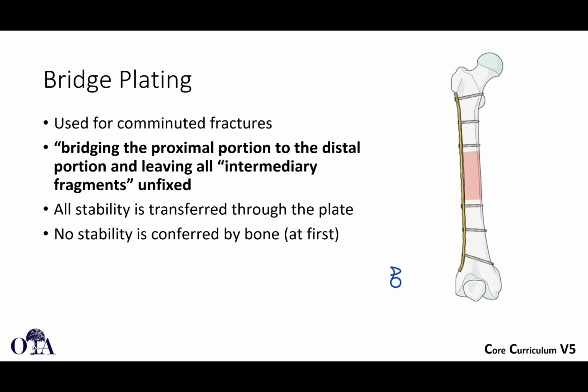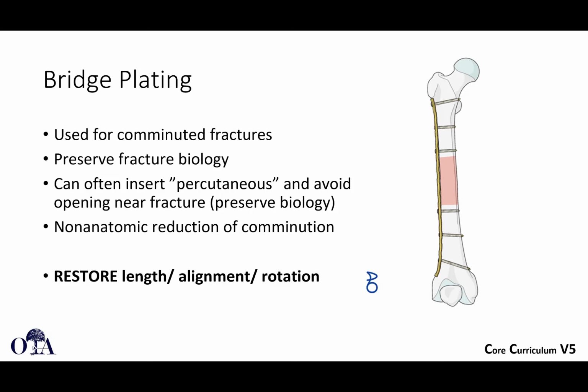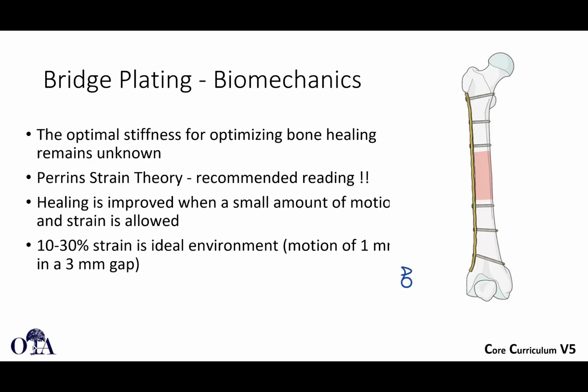So all the stability is transferred to the plate. You're not getting bone-to-bone contact. So your plate's doing a whole lot for you, and you have to make sure that it's strong enough to withstand these forces. And until it starts healing, there's really no stability conferred by the bone itself. So these can be done for comminuted fractures. It can help to preserve that fracture biology. You can often insert percutaneous screws to avoid opening near the fracture. And this can help to restore length, alignment, and rotation.